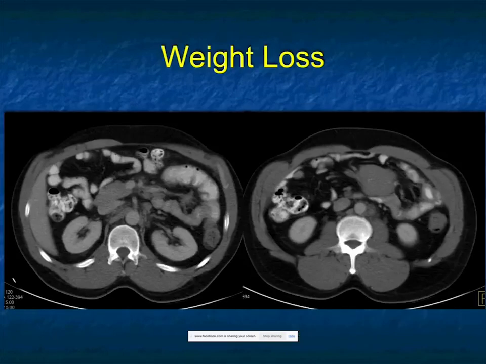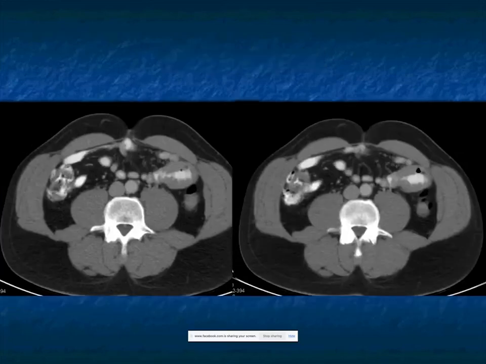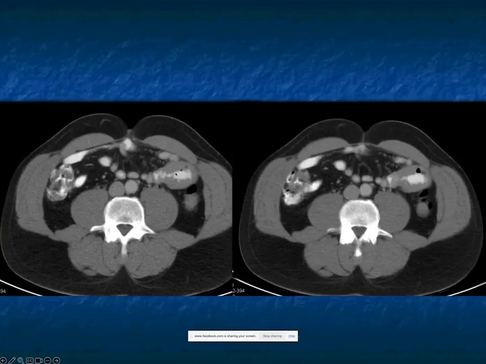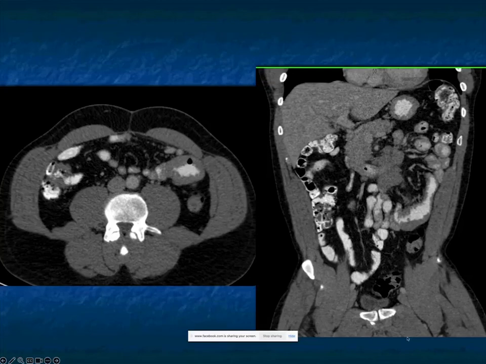Okay, another case, weight loss. You see a mass in the mesentery and some dilated small bowel proximally on a study done with positive contrast. There are also small nodes in the left paraaortic region. When you look at the bowel a little bit more carefully and a little bit further down, there's an infiltrated bowel loop here. If you only look at that bowel loop, you could say, well, could be carcinoma, could be lymphoma, could be metastasis. You see it again very nicely on the coronal view.